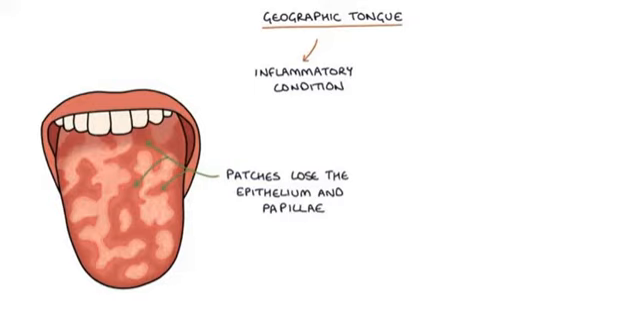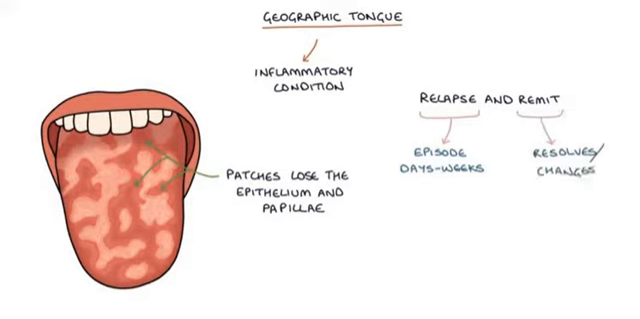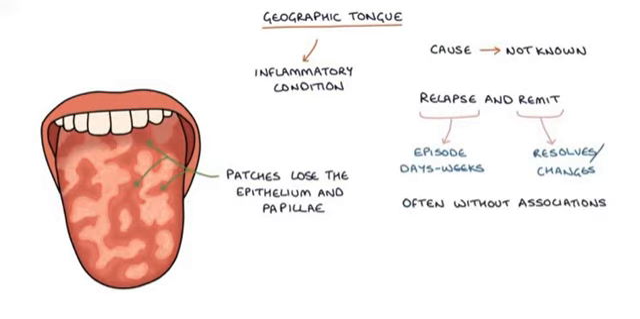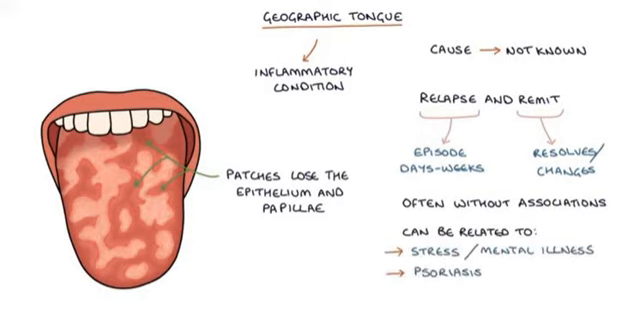The condition tends to relapse and remit, with episodes of the tongue appearing abnormal which can last days to weeks before resolving or changing. The cause of these changes is not known. Geographic tongue often occurs without any associations, however it can be related to stress or mental illness, psoriasis, atopy, for example asthma, hay fever and eczema, or diabetes.